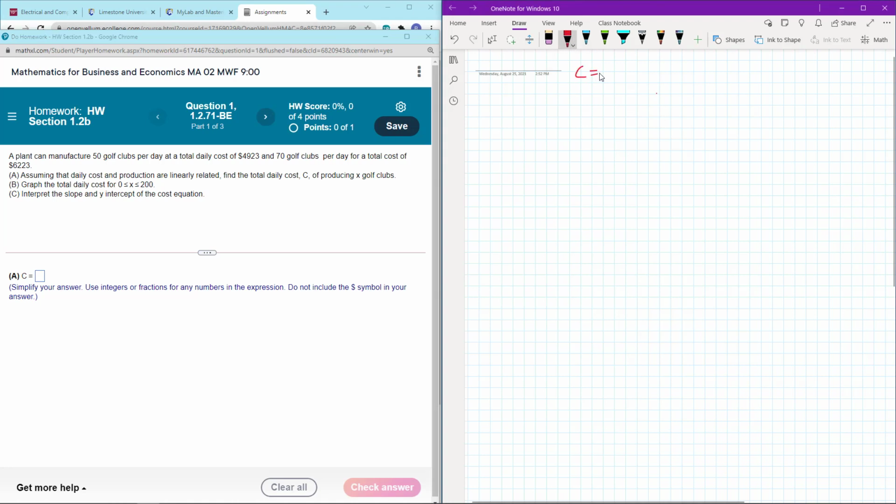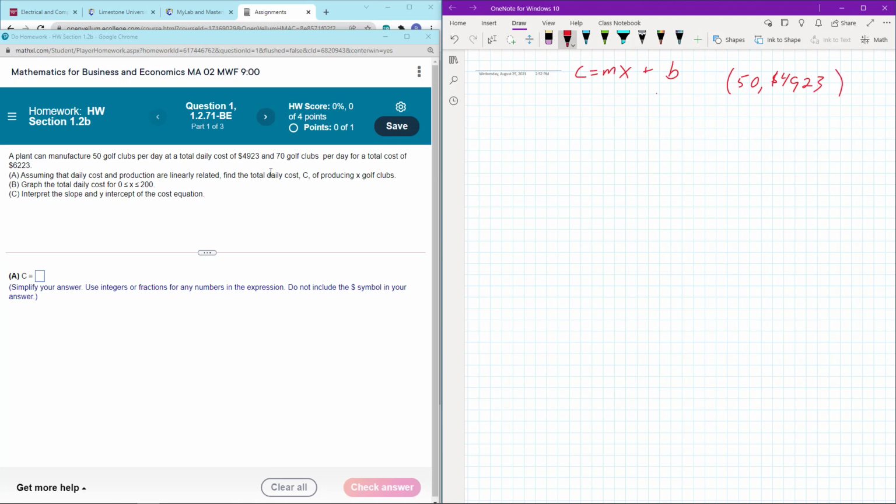C is equal to some slope, x plus B. Now remember, we can produce 50 golf clubs at a daily cost of $4,923 per day. So when x is 50, C is 4,923. So actually one of our points is going to be 50, comma, 4,923.